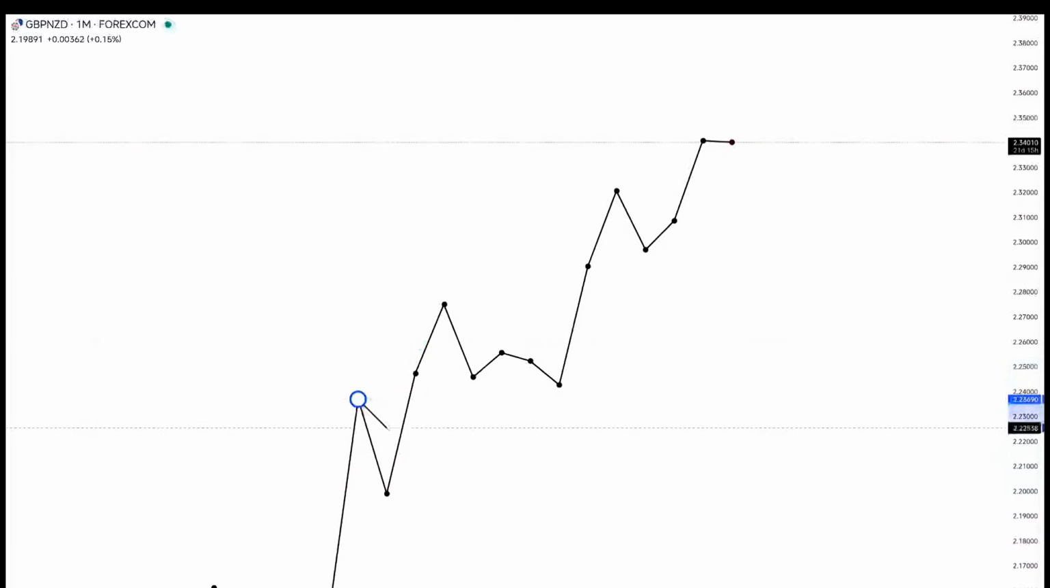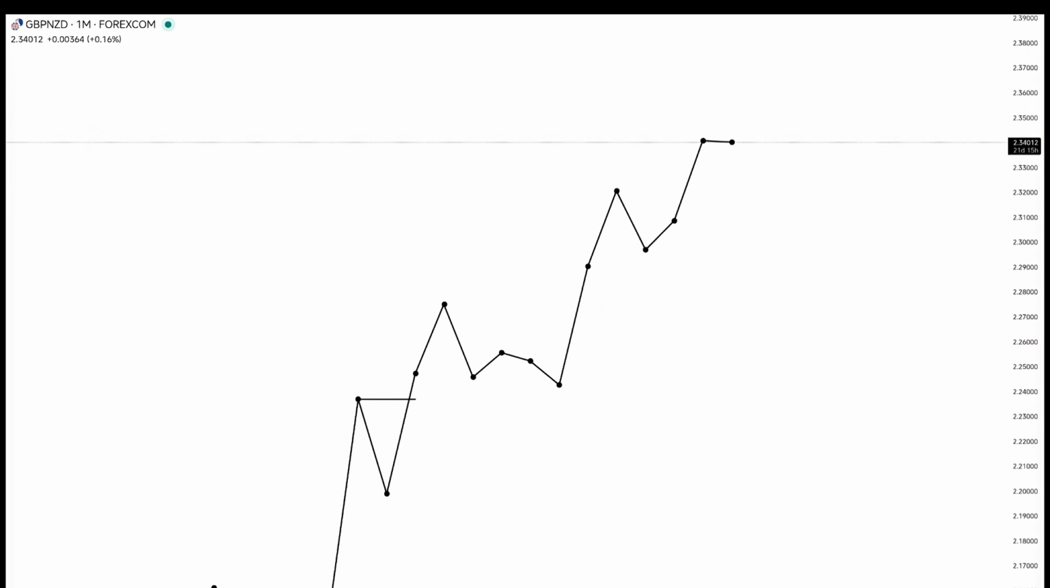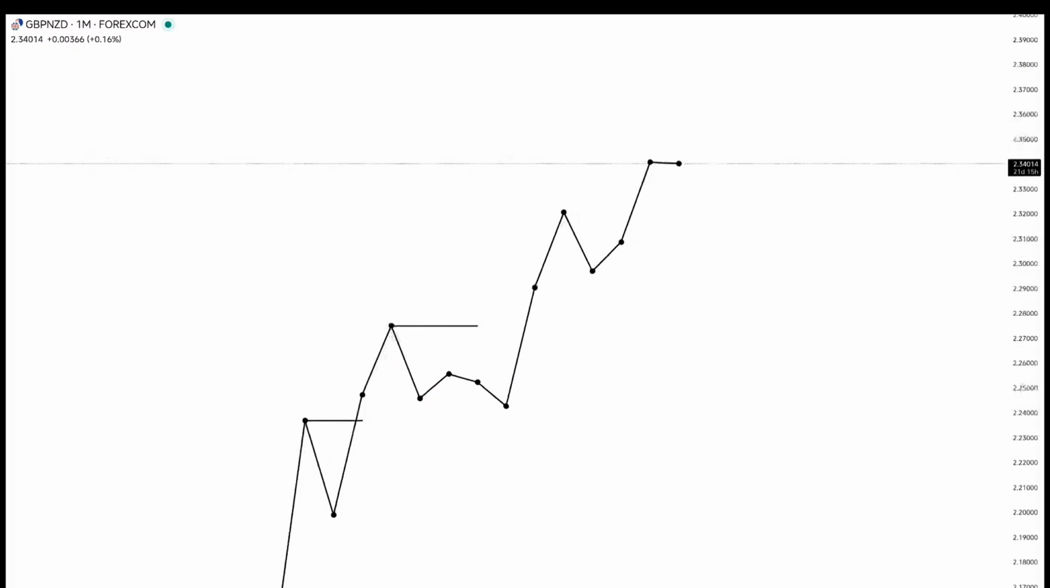You can turn on the angle tool to make your line straight here, and you can also turn on your magnet tool. Just put it on a weak magnet. Whenever you are drawing a line, it automatically sets itself at those particular points in price, like this. You could see it's migrating to that particular point. So we have multiple breaks. We have this break of structure to the upside, and we have this break again to the upside, right?